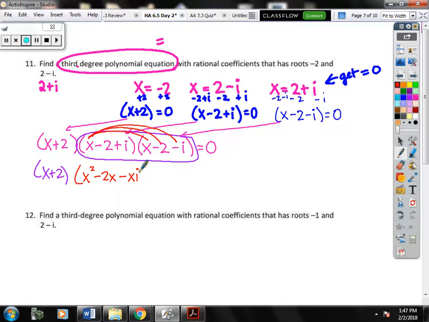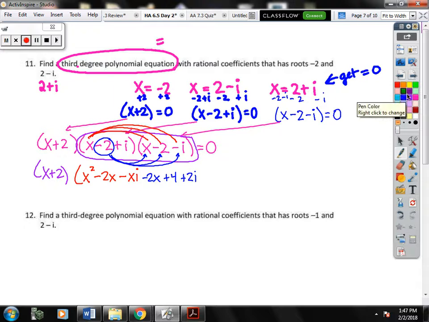So take the first term, distribute it to all 3. Now, move to the second term, which is a negative 2. Distribute it to everything. So negative 2 times x is a minus 2x. Negative 2 times a negative 2 is a positive 4. And negative 2 times a negative i is a positive 2i.